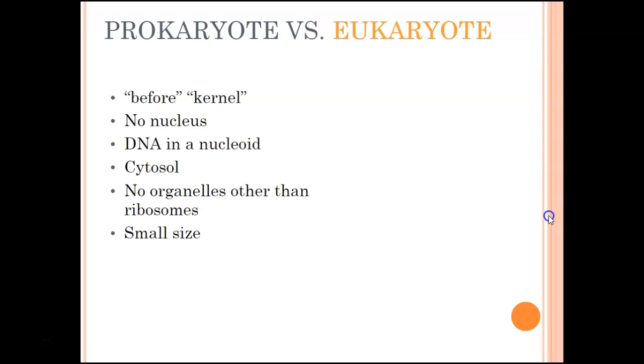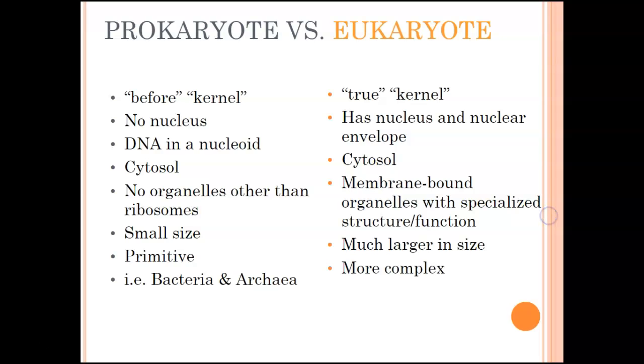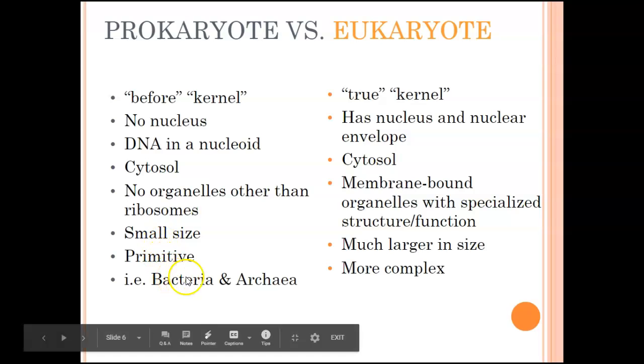This slide, as I click through it, will show a compare and contrast between prokaryotes and eukaryotes. Prokaryotes, again, have no nucleus and instead have their DNA in a nucleoid, resembling a nucleus, but there's no nuclear membrane. You saw ribosomes in a prokaryote. There's no other organelles, only ribosomes. They're small, they're primitive, and they're in simple organisms like bacteria and archaea.